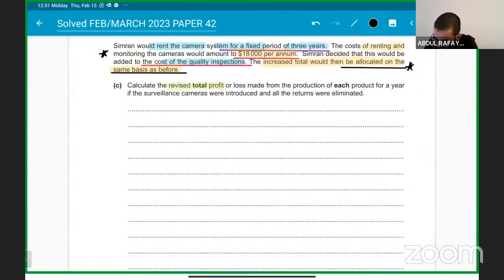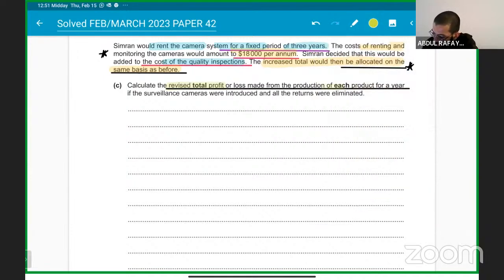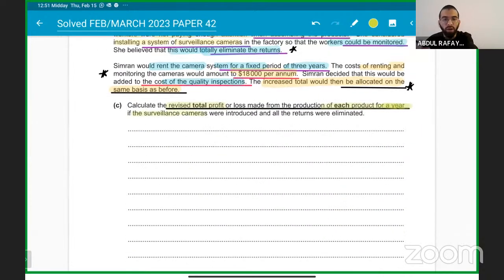So we have to calculate the revised total. This is very important. If you have done this question, you must be struggling with this a bit. Calculate the revised total profit or loss made from the production of each product for a year. We have to do it for the year. They have made it confusing.